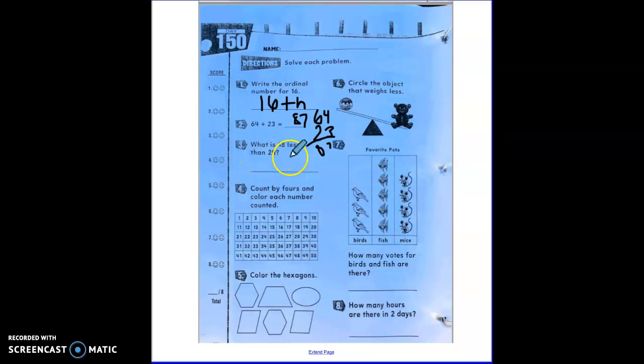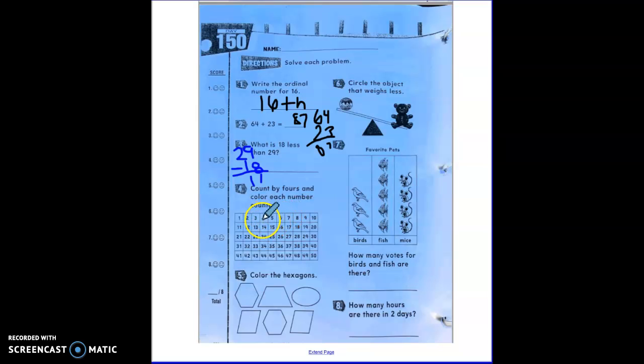What is 18 less than 29? So if we write this out, it should be 29 minus 18. 9 minus 8 is 1. 2 minus 1 is 1. So the answer is 11.